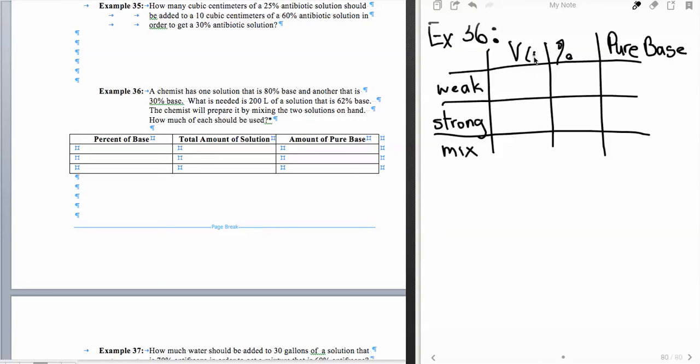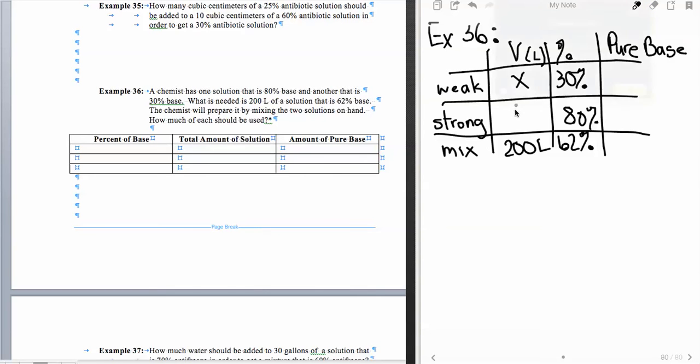So we have volumes here in liters, so I'll put that up there in parentheses. Our weak one is a 30% base. And our strong one is an 80% base, and then we want to get a 62% base, and we have to get 200 liters of this. And so what we're asking is how much of each of these will be needed.